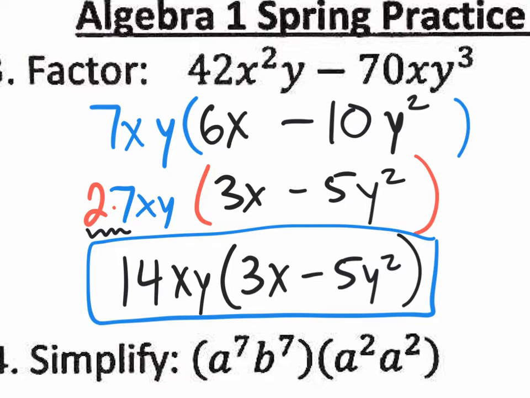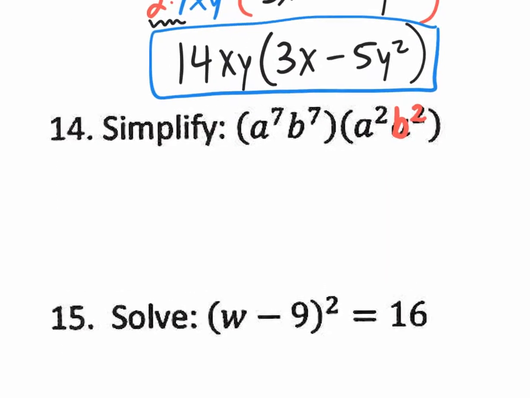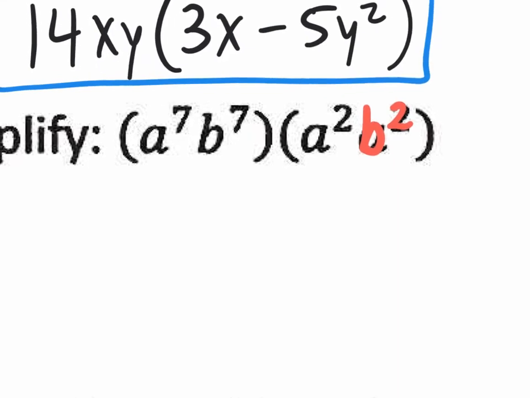Let's move on. Number 14, there was a typo right there. Please change that second a squared to a b squared. My bad. It doesn't make sense to have a squared times a squared. That'd be a to the 4th. So let's change to a squared b squared. Another typo that I made. I apologize.